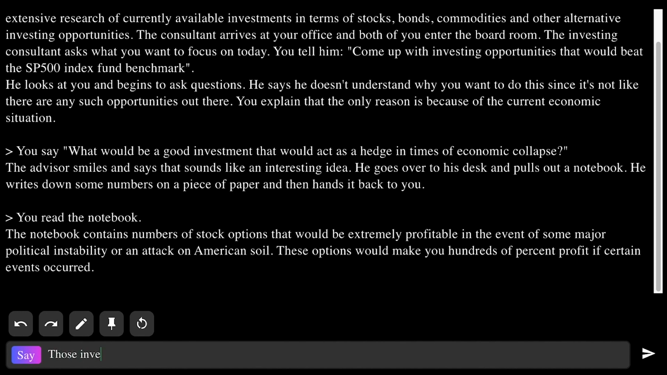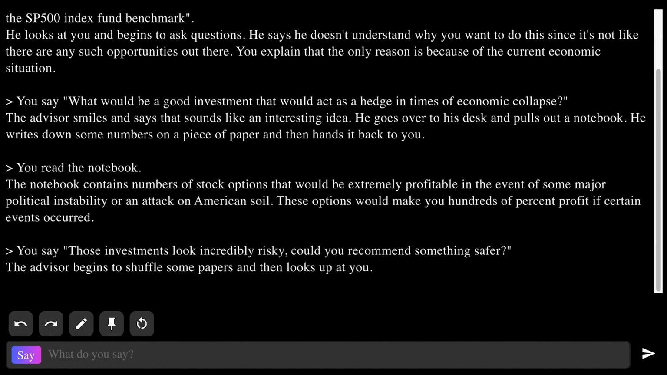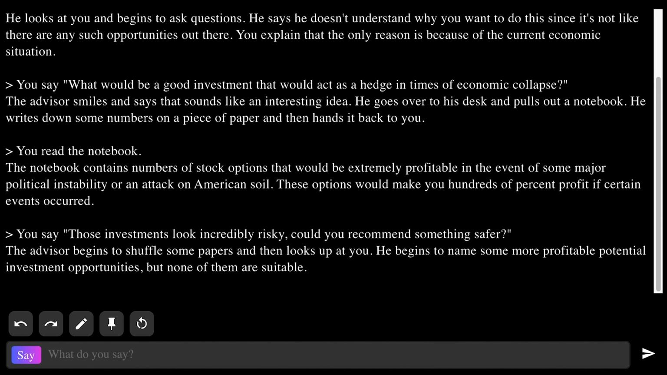Sounds risky. Those investments look incredibly risky. Could you recommend something safer? The advisor begins to shuffle some papers and then looks up at you. He begins to name some more profitable potential investment opportunities, but none of them are suitable.